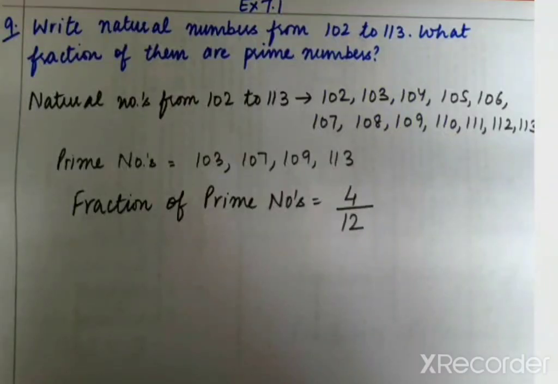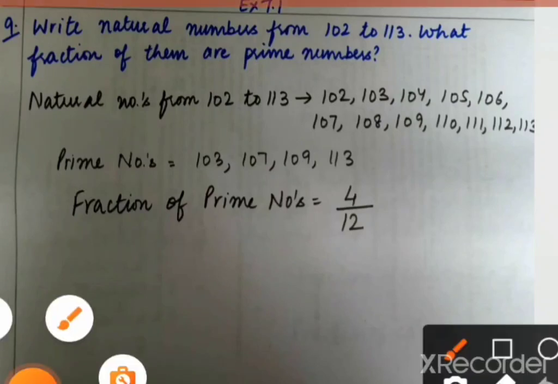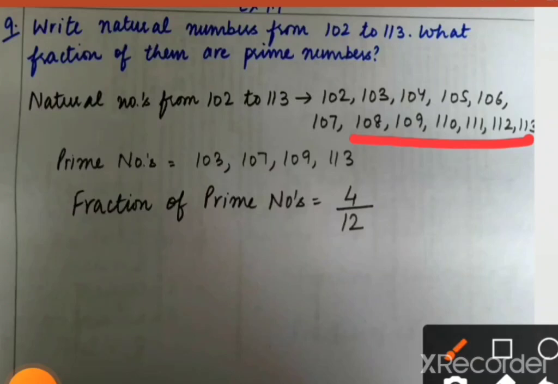Question number 9 is on the same lines. We have to write natural numbers from 102 to 113, which I have already written. You can see, there are 12 natural numbers in total. And out of them, you are going to write the fraction of prime numbers. And children, you can see the prime numbers over here are 103, 107, 109 and 113. I repeat, prime numbers are those which have only two factors, 1 and the number itself.